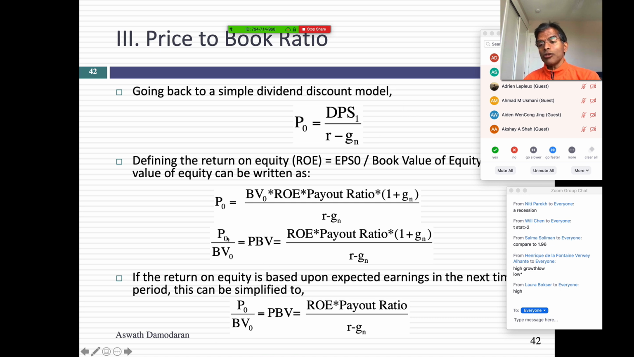The price to book ratio in a stable growth dividend discount model is a function of 4 variables: return on equity, payout ratio, cost of equity, growth rate. Just like PE ratios, we now have the variables we need to control for. And if you do the simplification, you can actually simplify. So if you're using next year's earnings, then you can get rid of even the 1 plus g. In fact, I'm going to make this equation even simpler.